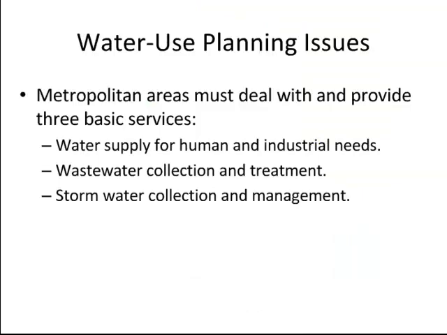So metropolitan areas must plan how they're going to use water, and they have to deal with 3 basic things. Number one, they've got to supply water for human and industrial needs. So they have to plan for the amount of population growth that they have and supply enough water for all of those humans, whether it be through building dams or tapping into the groundwater or utilizing desalination plants.